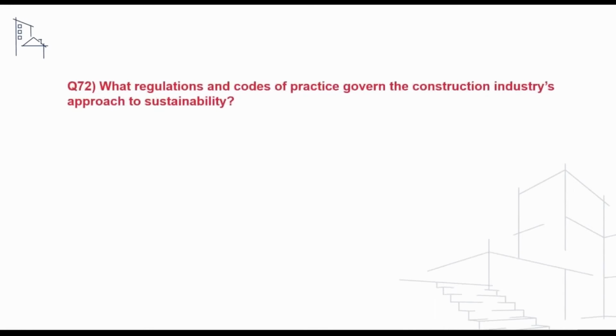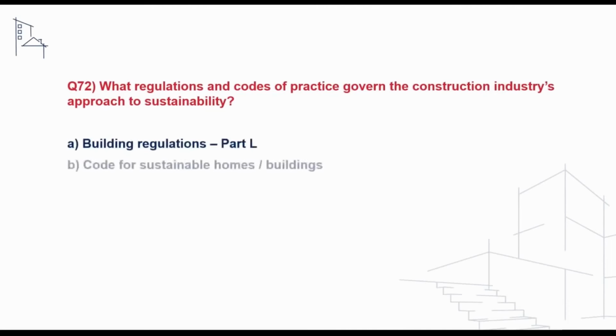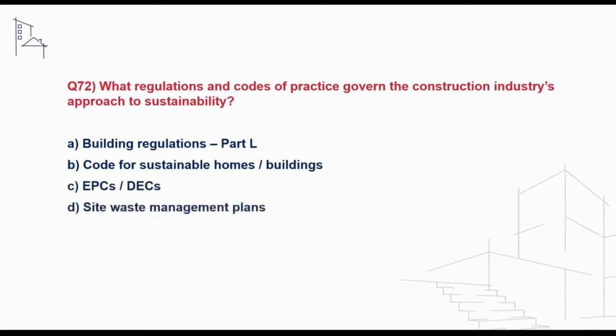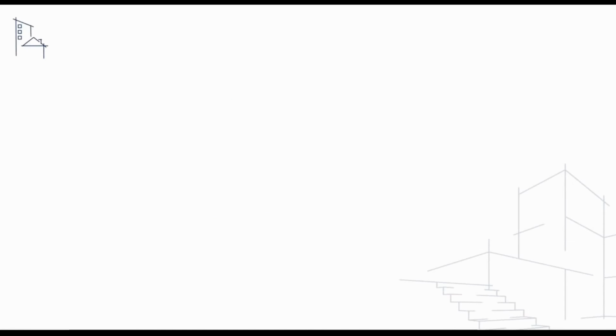The next question we'll take a look at is what regulations and codes of practice govern the construction industry's approach to sustainability. And to address this, we could reference Part L of the building regulations. We could also refer to the Code for Sustainable Homes and Buildings. We could make reference to EPCs or Energy Performance Certificates. We could also make reference to Site Waste Management Plans. And finally, BREEAM and any other environmental assessment methods.